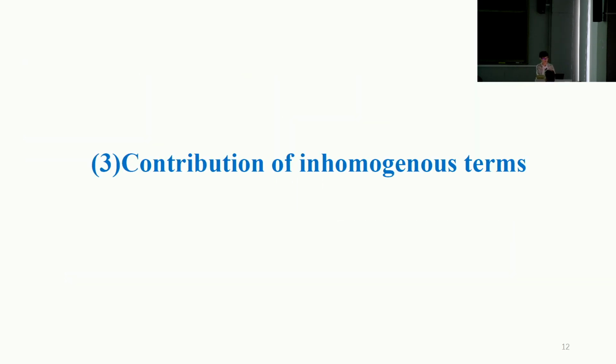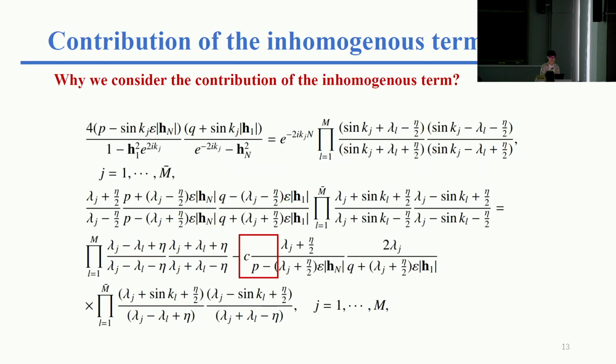Next, we will talk about the contribution of the inhomogeneous terms. Why do we consider the contribution of the inhomogeneous terms here? Because we want to give the analytical equations of the eigenvalue, and the Bethe ansatz equations have additional inhomogeneous terms, and we can't use the normal approach. So here, firstly, we consider the contribution from this term.